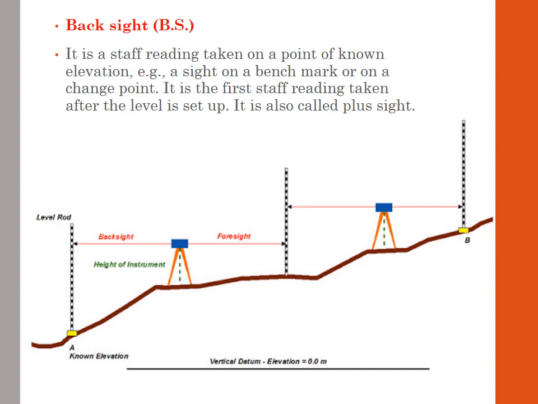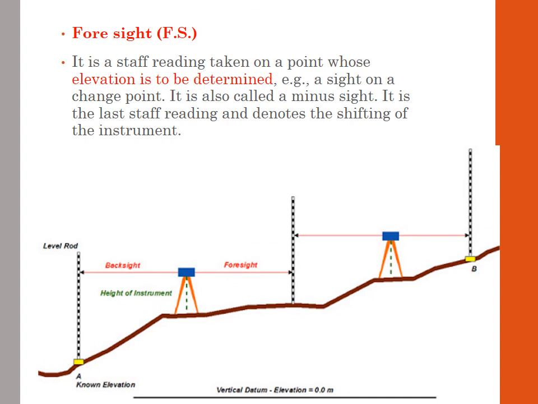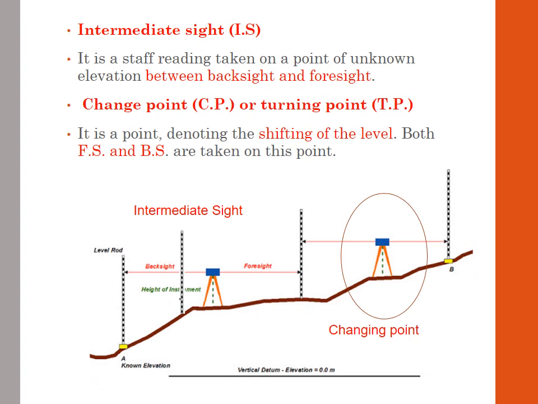It is also called plus sight, and it is the first reading taken whenever a leveling operation is started. Then the second one is foresight. Foresight is the staff reading taken at a point whose elevation is to be determined. That is the point whose elevation is not known to us, or the point whose elevation we have to determine. That is called foresight. It is also called minus sight. Then intermediate sight is the staff reading taken at an unknown elevation between backsight and foresight.